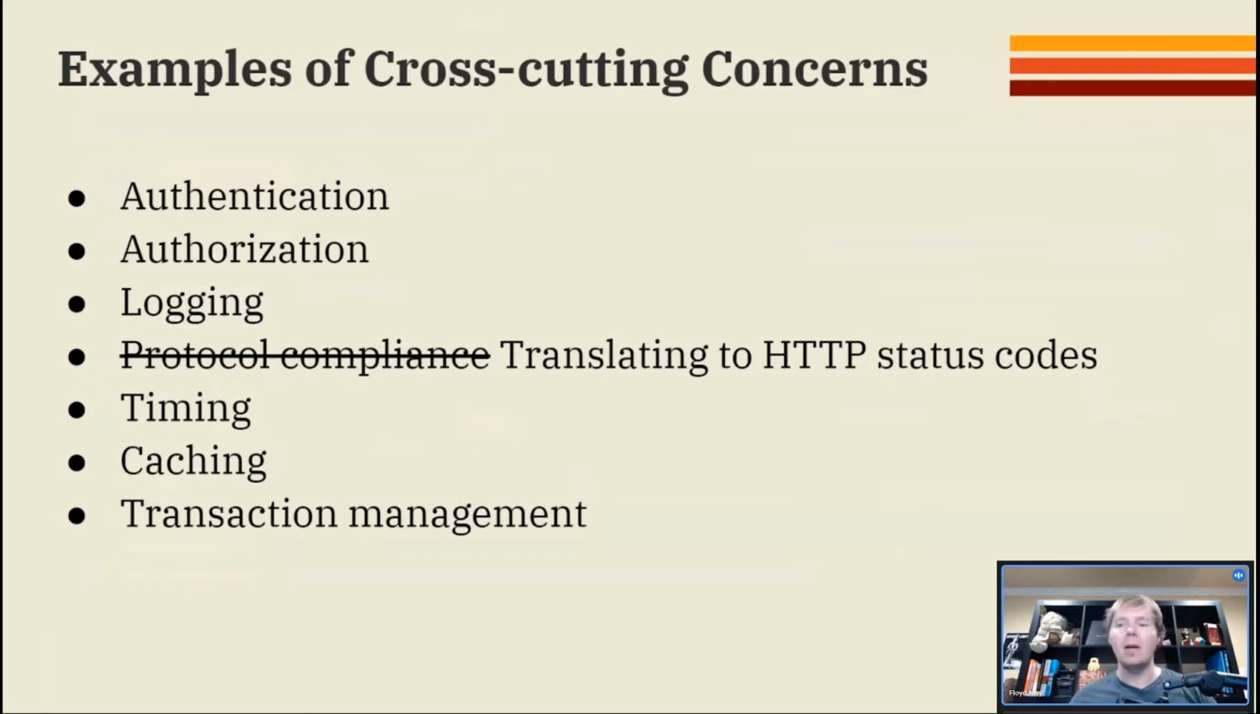Transaction management is another great example of a cross-cutting concern where, say, at the beginning of an HTTP request, we want to open a database transaction, and at the end, if it succeeds, we want to commit the transaction. If something goes wrong and an exception gets thrown, we want to roll back that transaction. This is a great example of a cross-cutting concern.